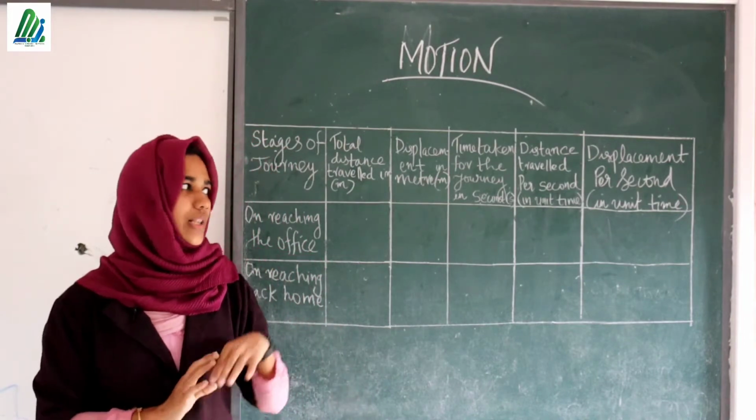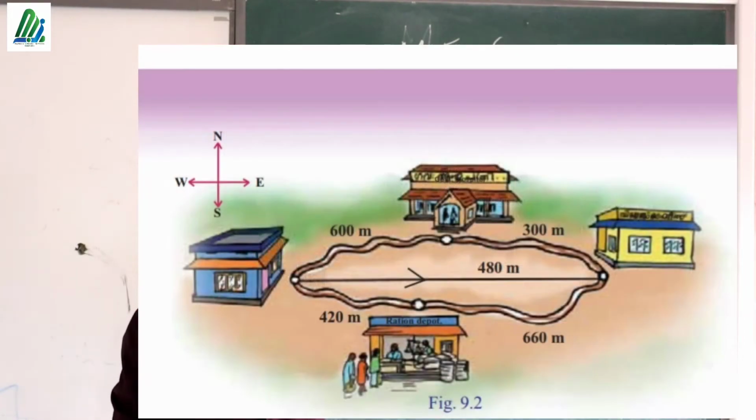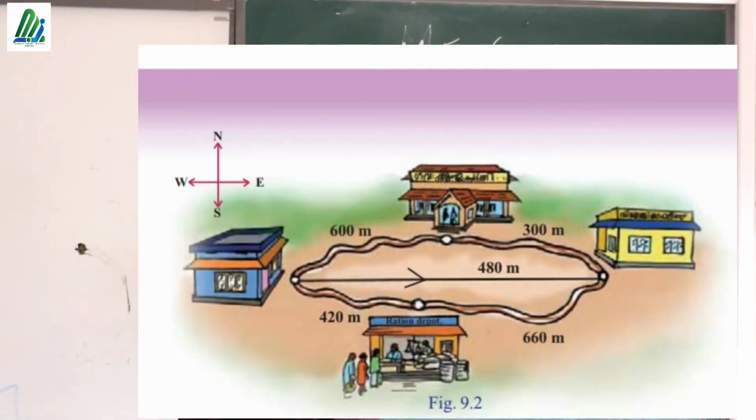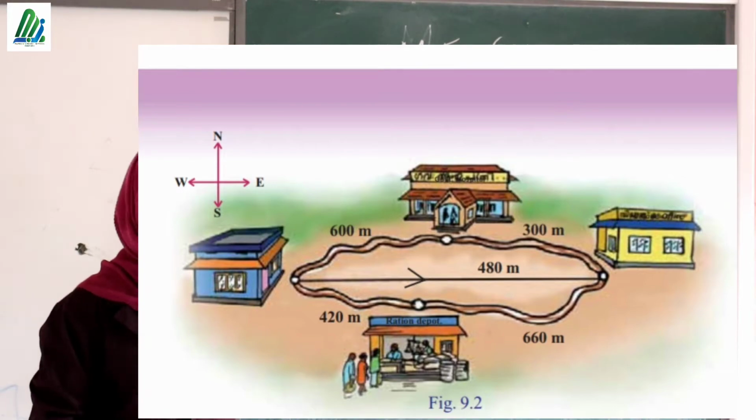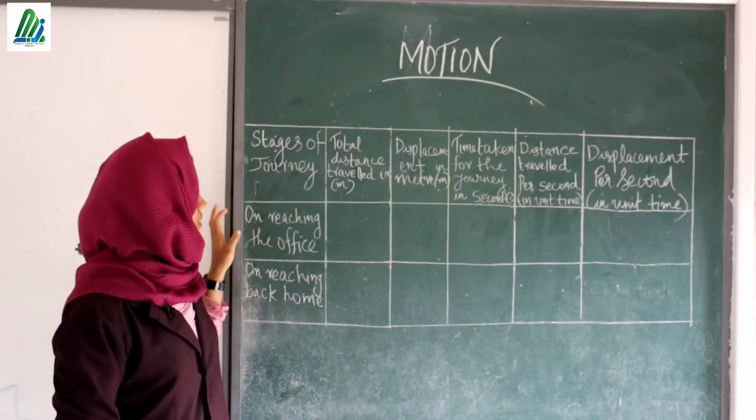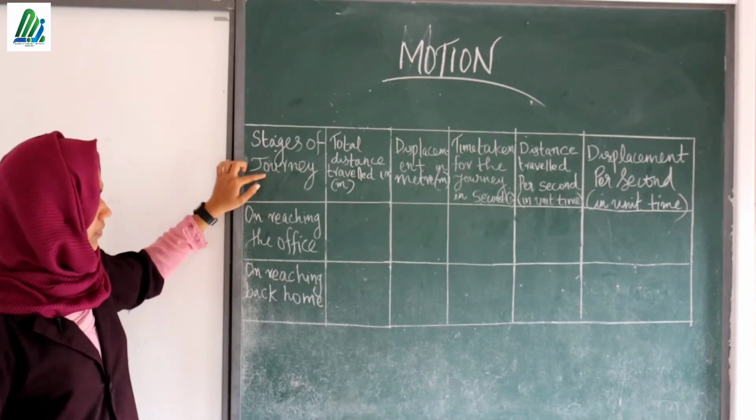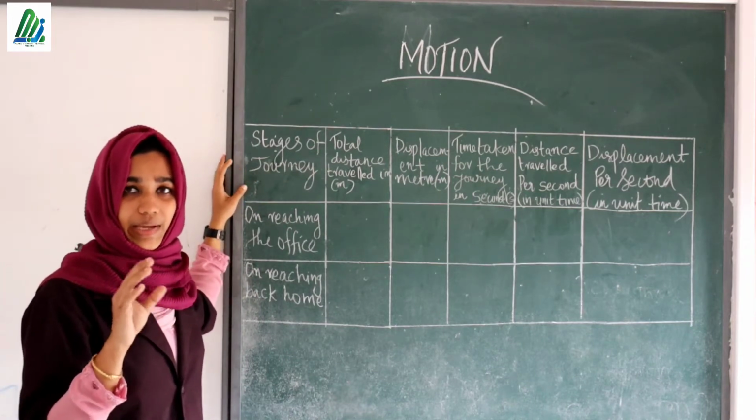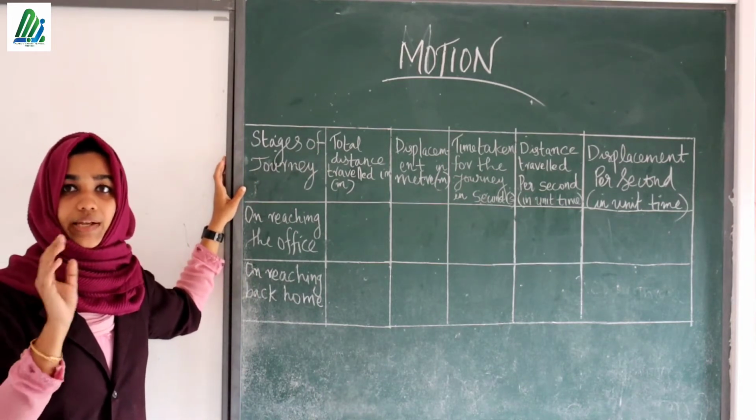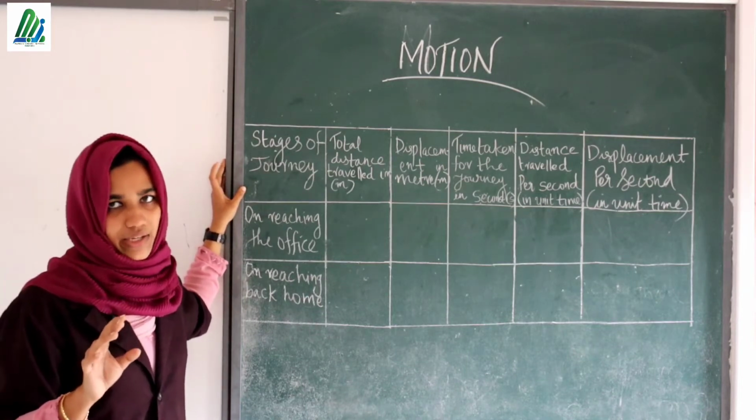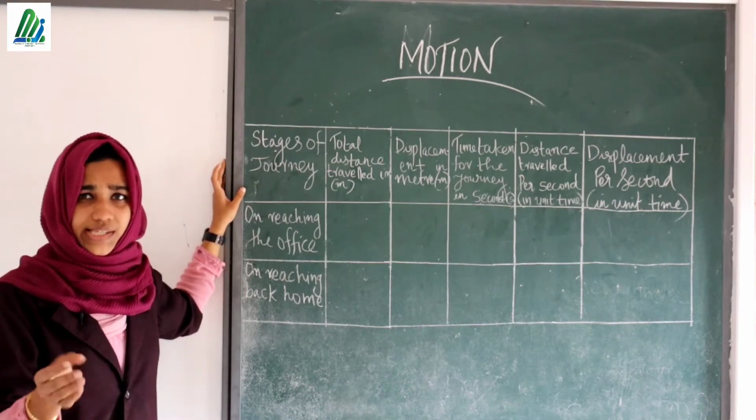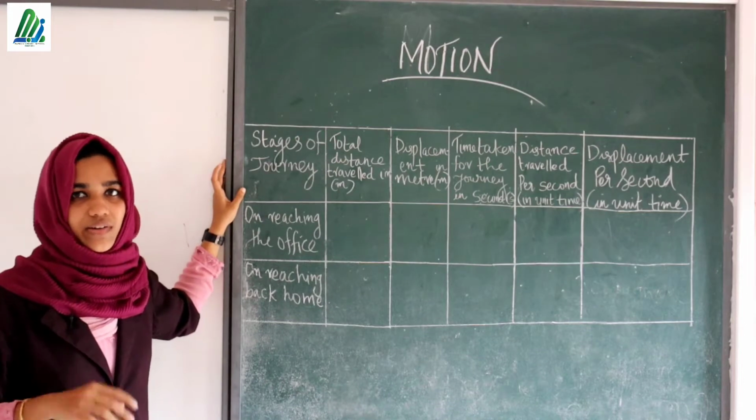Look here, you can see a picture. With the help of this picture we want to complete this table. Before that, the time taken to travel from office and back home is given as 600 seconds.